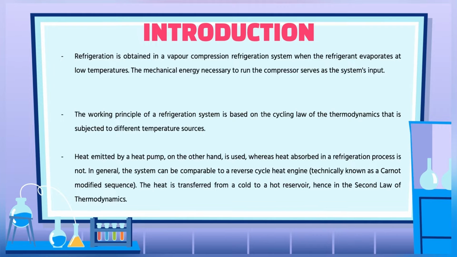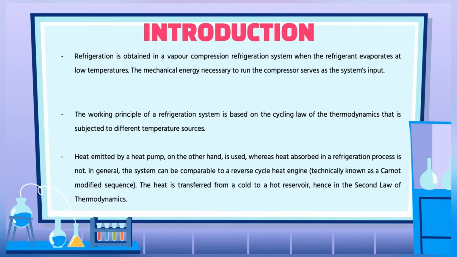For introduction, vapor compression refrigeration systems are the most commonly used among refrigeration systems and are the most widely used method for air conditioning of buildings. When the refrigerant evaporates at low temperature, the mechanical energy necessary to run the compressor serves as the system input. The working principle of a refrigeration system is based on the cycle law of thermodynamics, subjected to different temperature sources. Throughout the system functioning, the refrigerant goes through a series of state changes before returning to its original state. A refrigerator operation is based on the removal of heat from a low temperature zone.